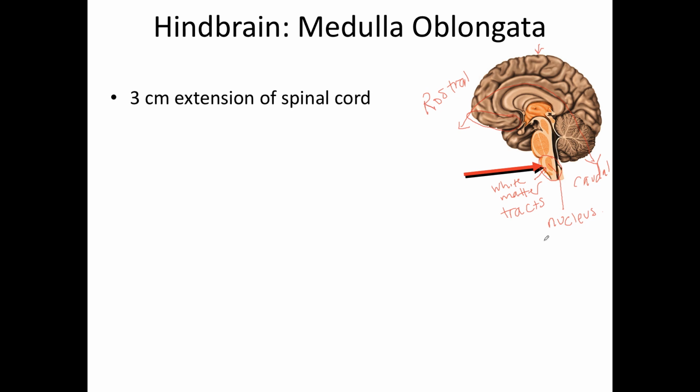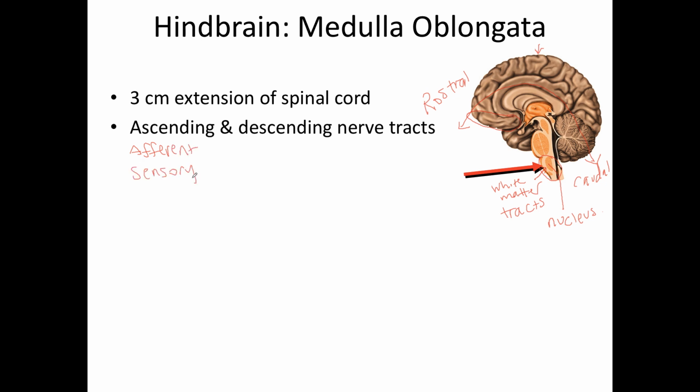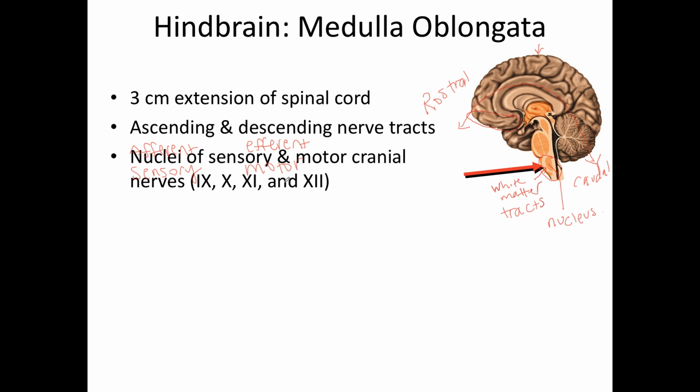So it's only about 3 centimeters long, and it's basically an expanded superior portion of the spinal cord. It contains both ascending and descending nerve tracts. So as we know, ascending equals afferent or sensory, and descending equals efferent or motor, just to characterize what we're talking about.